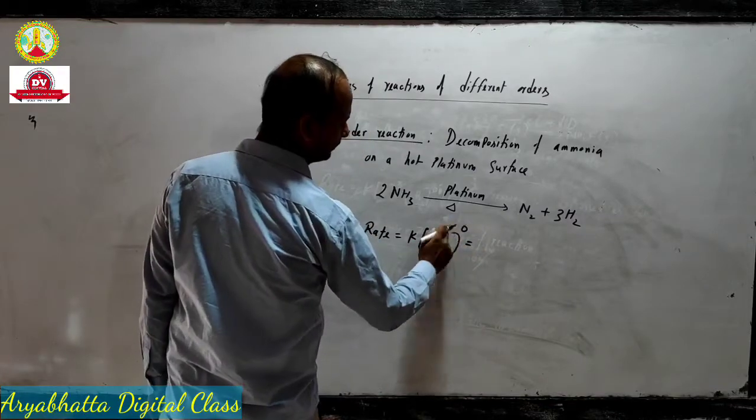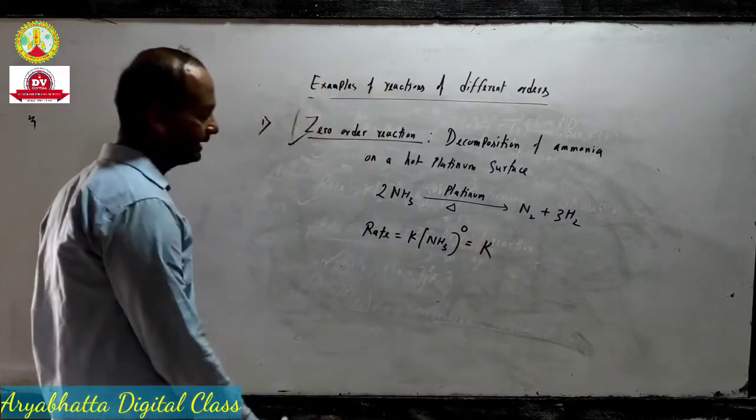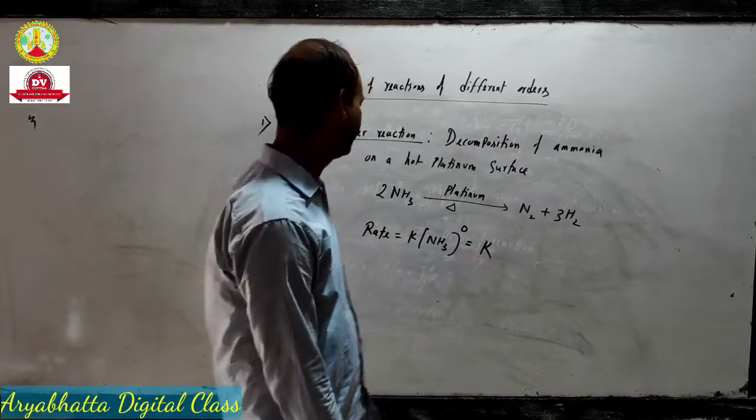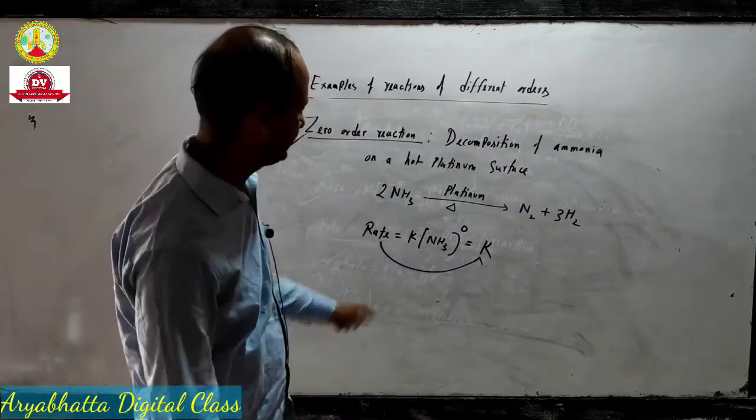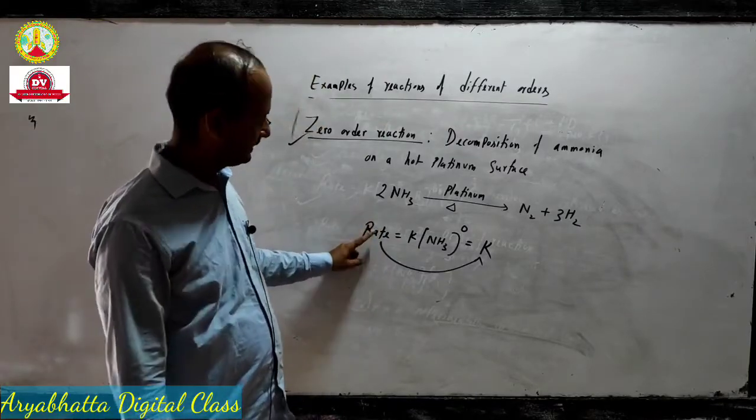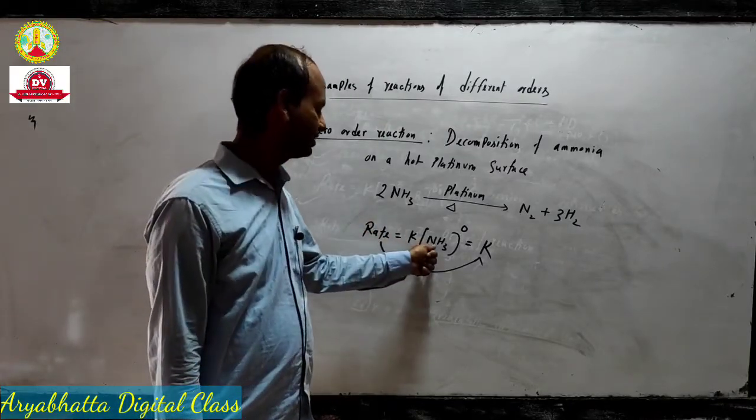Anything to the power zero means what? 1 equal to K. This will be K. So rate is what? Here rate is equal to K. Indirectly, rate does not depend upon the concentration of ammonia.